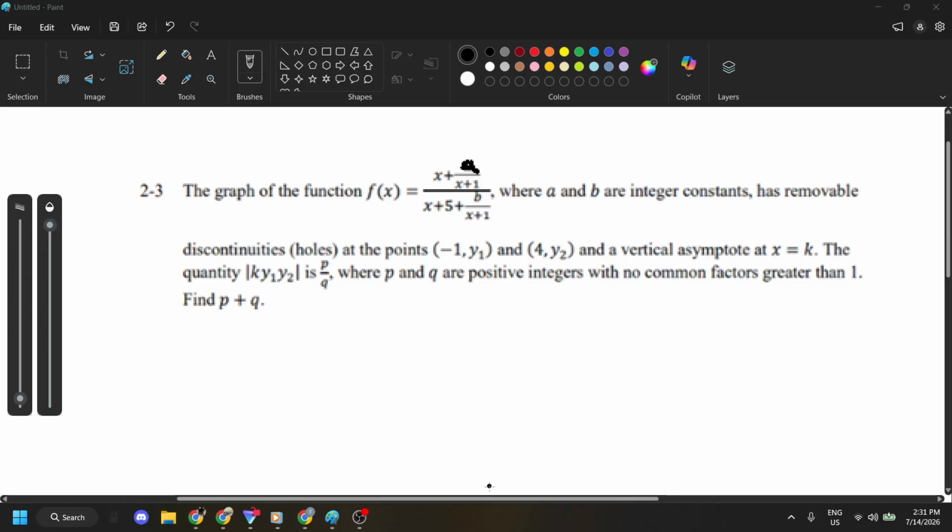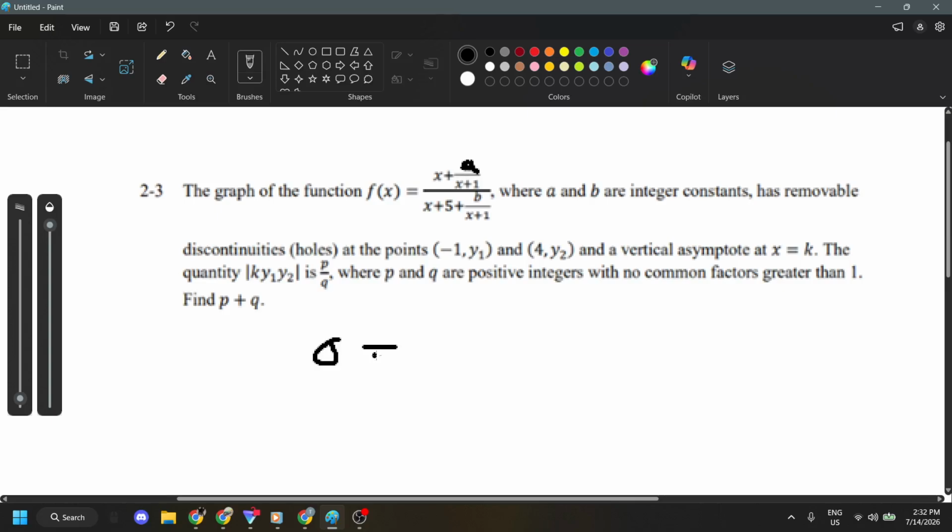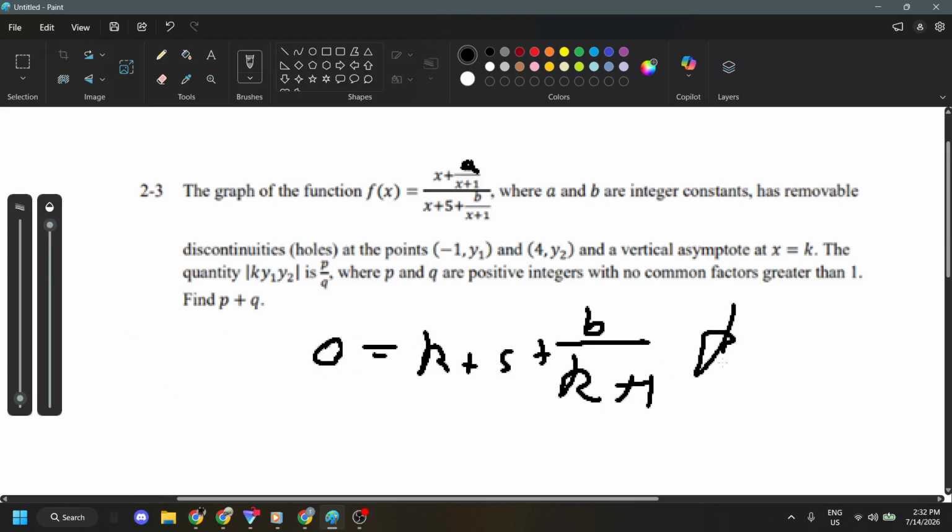Three pieces of information we need to find. We need to somehow find how they're related so we can reduce the necessity of the information or find the solutions from our equation. Okay, vertical asymptote at x is equal to k. So that means that 0 is equal to, plug k in there, k plus 5 plus b over k plus 1, where k does not equal -1.